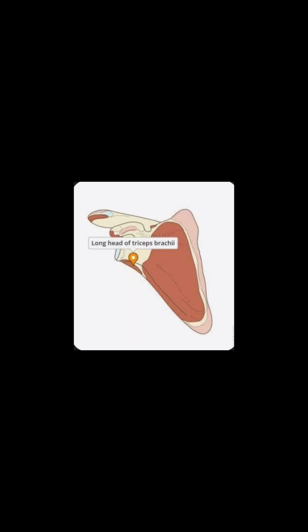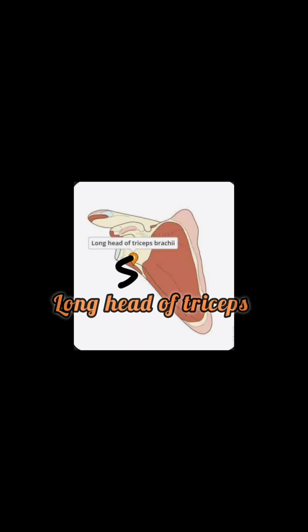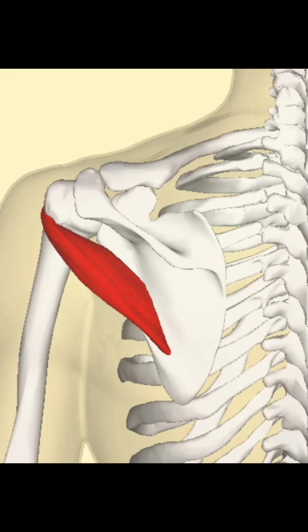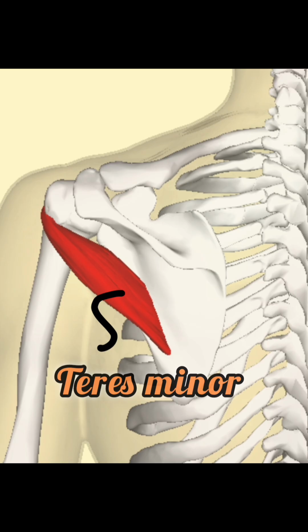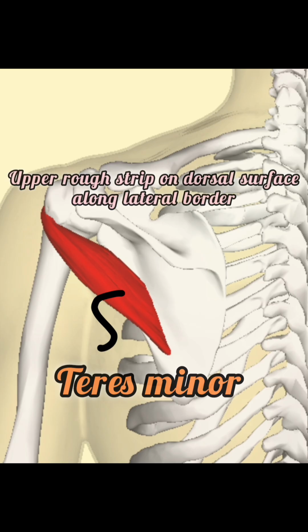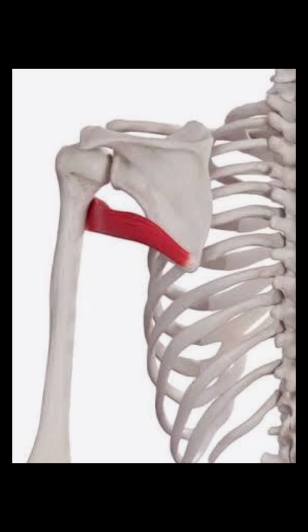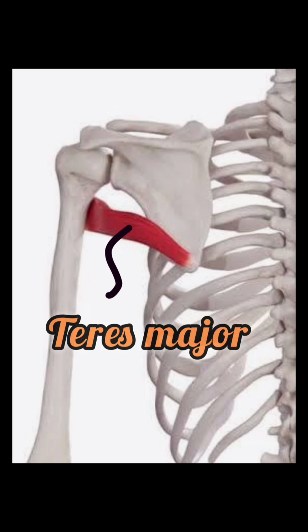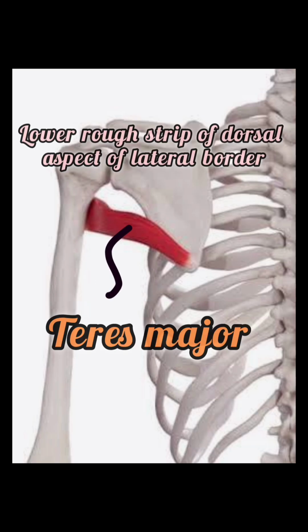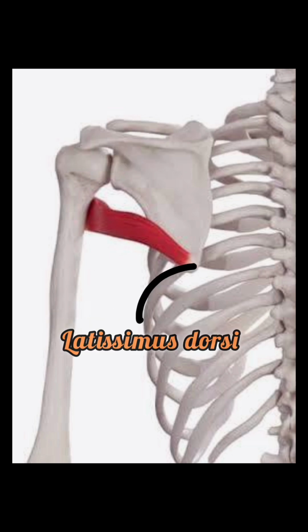Tenth, the long head of triceps brachii arises from the infraglenoid tubercle. Eleventh, teres minor arises by two slips from the upper two-thirds of the rough strip on the dorsal surface along the lateral border. Here the circumflex scapular artery lies between the two slips. Twelfth, teres major arises from the lower one-third of the rough strip of the dorsal aspect of the lateral border. Here, the latissimus dorsi arises from the inferior angle.